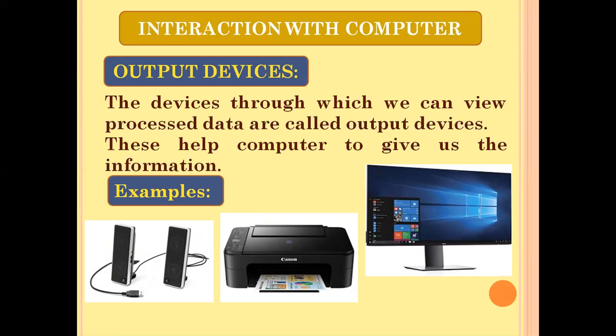output devices that give output in different formats. For example, if the output is in the form of sound, then speakers will be the output device. If the output is in printed form, then we'll be using printers. And if the output is in soft form, in the form of display, then we'll use a display device, which is our monitor in this case. Computers communicate with the users using output devices, whereas users interact with the computers using input devices.